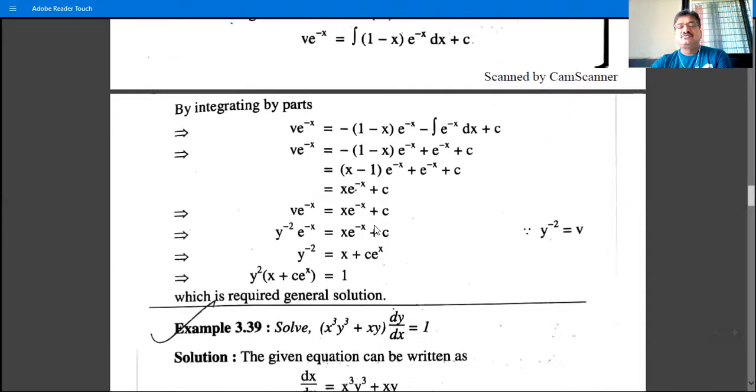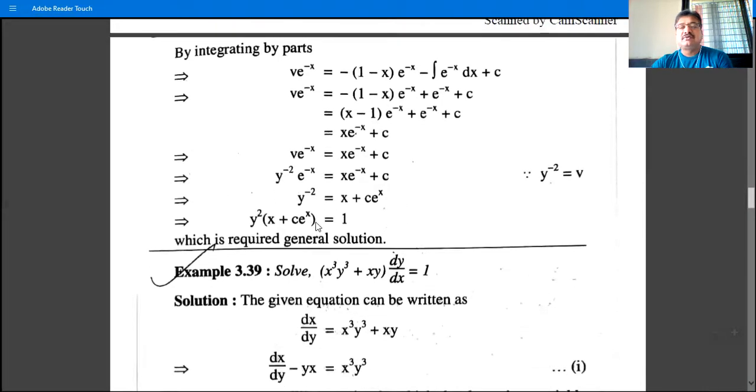Then substitute v as y raised to minus 2. The simplification is this, and substitute v as y raised to minus 2, and so we have this, which is the general solution of the given differential equation.